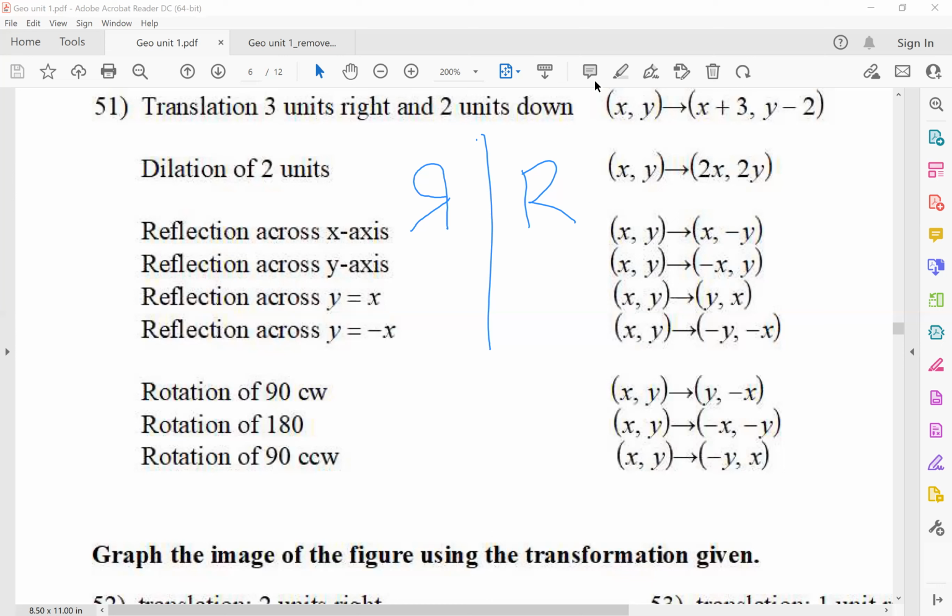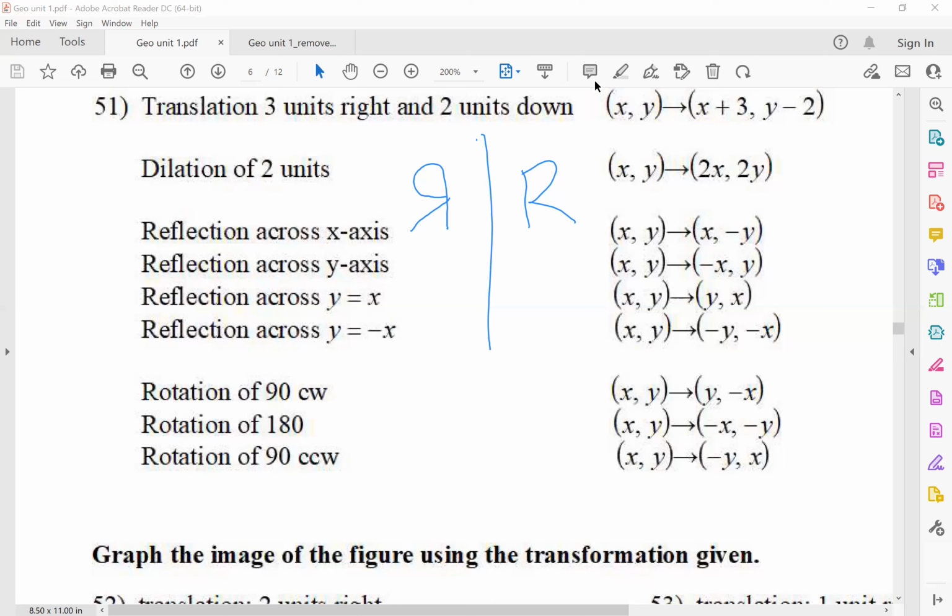Now, reflection, we're going to do it two ways. We're going to count spaces because distance remains the same, but sometimes we're going to use special cases. There are 4 special cases on reflection. It can reflect across the x-axis, the y-axis, the line y equals x, or the line y equals negative x.